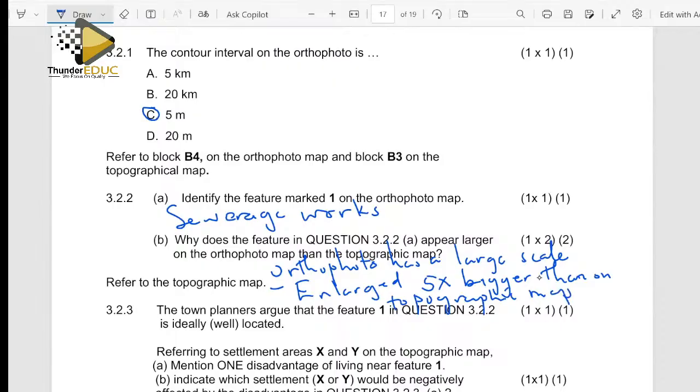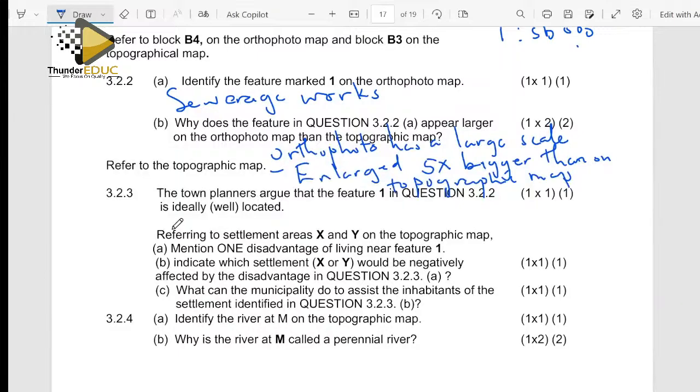Because of the difference in scale, the orthophoto is a scale of 1:10,000, and the topographic is 1:50,000. If we are comparing these two scales, this one is actually 5 times bigger than this one. 1:10,000 is 5 times bigger. So features which are shown on the orthophoto map will be 5 times bigger than they appear on the topographic map because of the differences in scale.